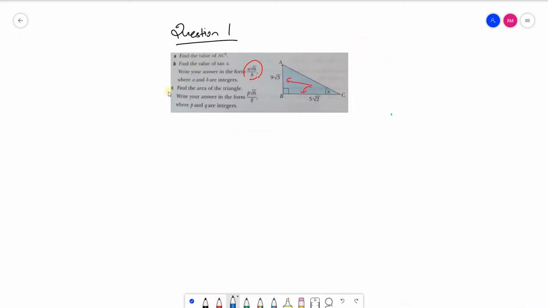Now let's try to find the answer for question C. They're asking us to find the area of the triangle and write our answer in the form of P surd 6 over Q. So first, the area of a triangle we can find from the formula, which is 1 over 2 times the base times the height of the triangle. Alright, so 1 over 2 times the base, which is 5 surd 2, times the height, which is 9 surd 3. So let's make everything become one fraction now. So let's multiply the numbers first. 1 multiplied with 5, 5 multiplied with 9, which is 45. And then surd 2, we can just put it here, correct?